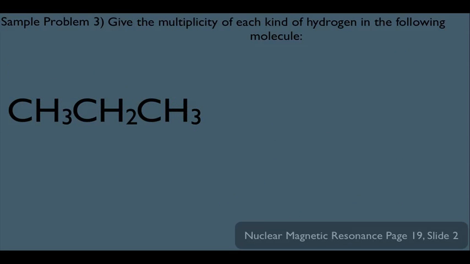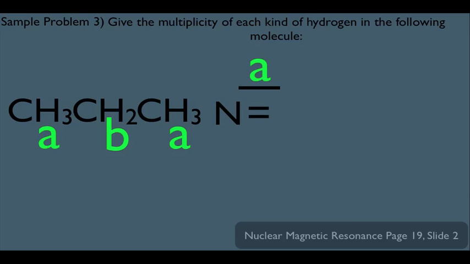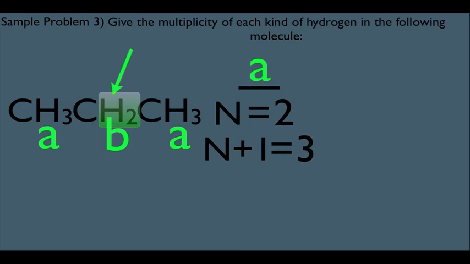What's the multiplicity for this molecule? Well, again, let's label our hydrogens. These are the A hydrogens. These would be the B hydrogens, and because of symmetry, these would be A hydrogens as well. So let's start with the A hydrogens and try to figure out their N value. So here they are right here. They are directly connected to this carbon, making this carbon their neighbor, which means the B hydrogens are the neighbor to the A hydrogens. And there happens to be 2 B hydrogens, so the N value for the A hydrogens is 2. Plugging into the formula, 2 plus 1 is 3, so we should expect to see a triplet for the A hydrogen signal.